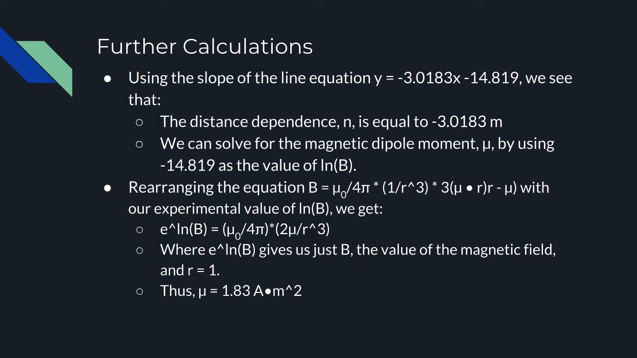-3.0183 meters. We can solve for the magnetic dipole moment mu by using -14.819 as the value of natural log of b. Rearranging the magnetic field equation with our experimental value of the natural log of b, we get that e to the natural log of b is equal to the constant mu naught over 4 pi times 2 mu over the distance cubed. E to the natural log of b gives us just b, the value of the magnetic field, and in this case r equals 1. Thus, plugging in the values gives us a value of 1.83 amperes meters squared for mu.